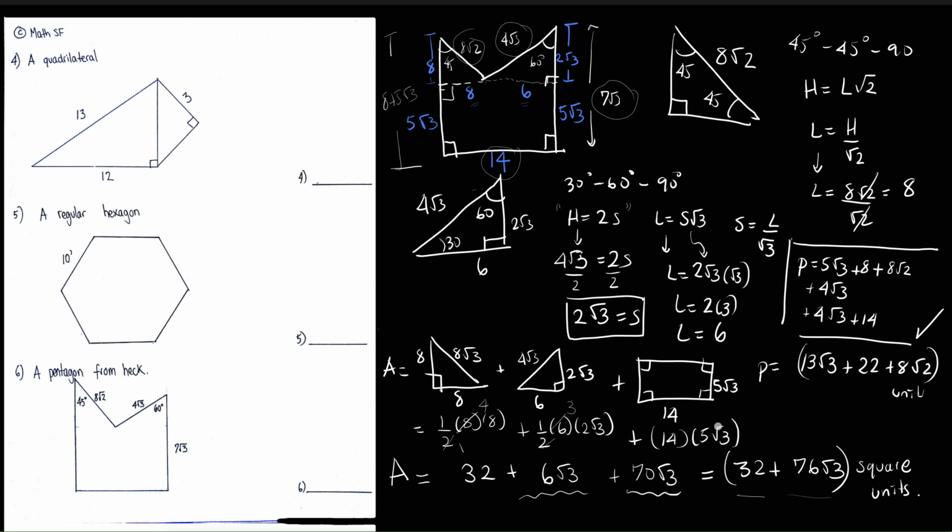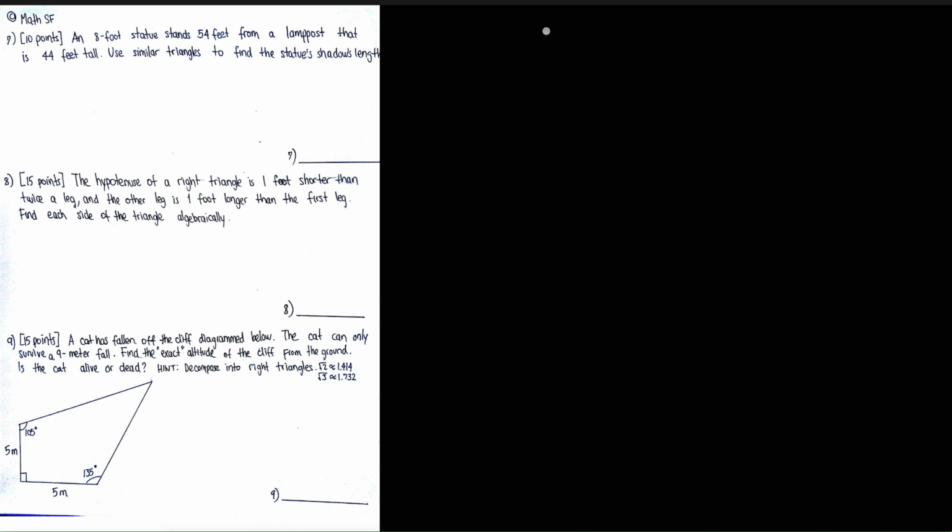So all of this is for problem number 6. Let's move on to the next problem. In this word problem, we have an 8-foot statue standing 54 feet from a lamppost that is 44 feet tall. Use similar triangles to find the statue's shadow's length.